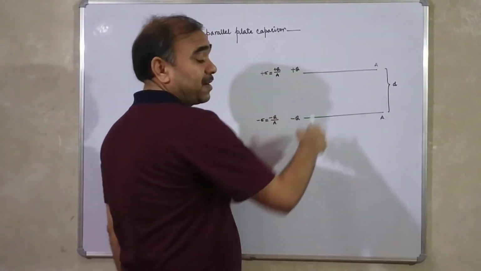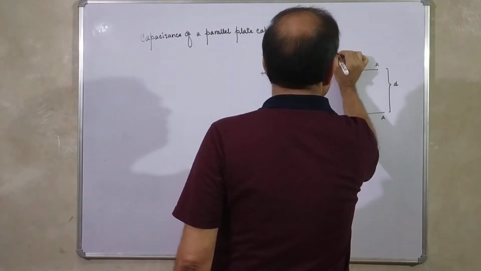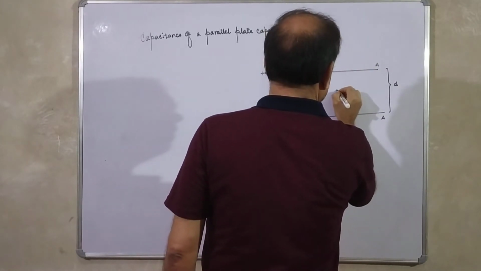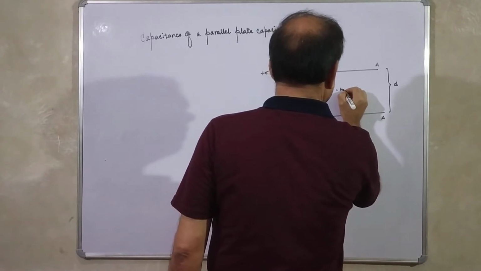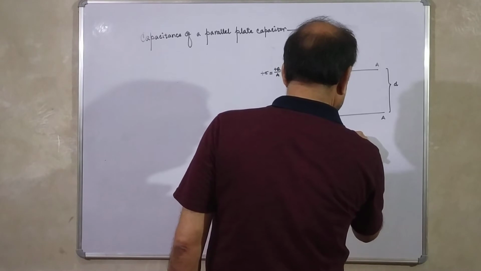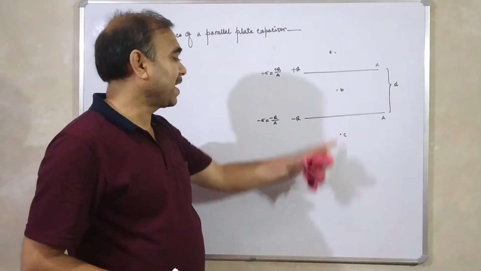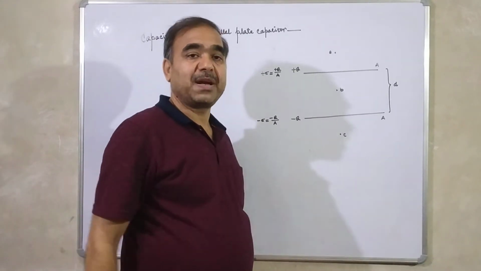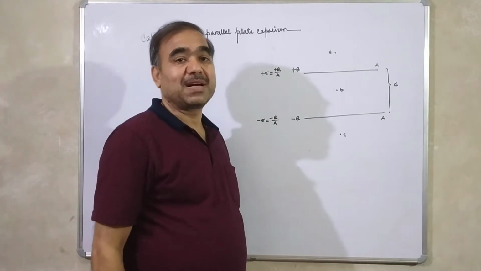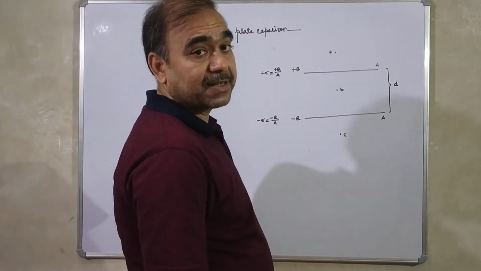Now, to get the capacitance of the capacitor, we take 3 points. Suppose one point is here, A, another point in between the plates, that is B, and the third point is C. We have taken 3 points. These 2 points A and C are exterior to the plates of the capacitor, and B is interior to the plates of the capacitor. Right? Now, first of all, we find the electric field.